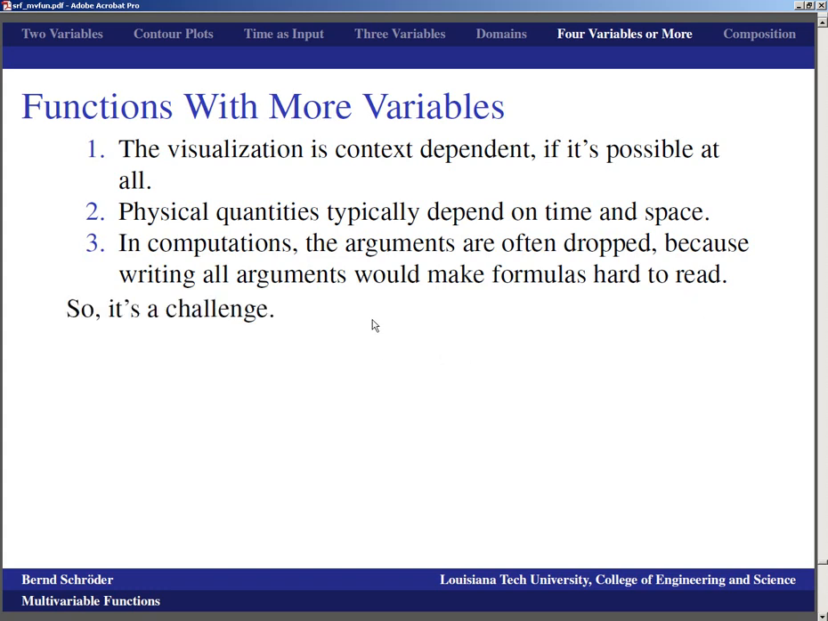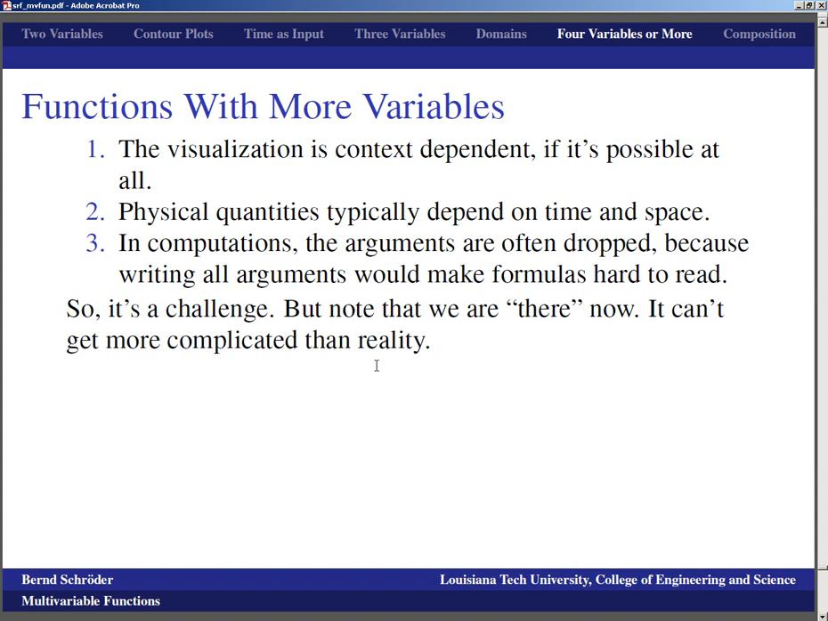So it's going to be a challenge, and it's going to be a challenge also from a visual level because if you've got functions that depend on time and space, those things are movies. But we are there, right? So there is nothing that we could do to make things more complicated than reality, or at least it shouldn't be, because the purpose for just about everything we do with calculus is to describe reality, to do physics. So we have arrived, right?